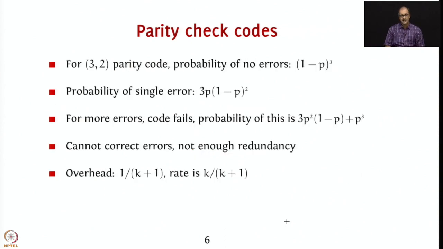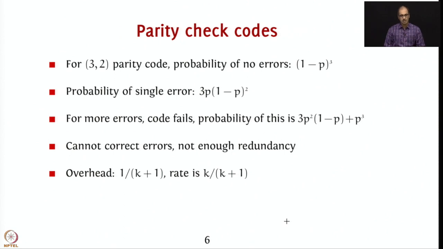Now, let us look at the probability of making errors in the case of a parity check code. Let's say take a 3-2 parity code. The probability that you would make no error in a block of 3 is 1 minus p the whole cube. The probability of a single error is 3p times 1 minus p the whole square.